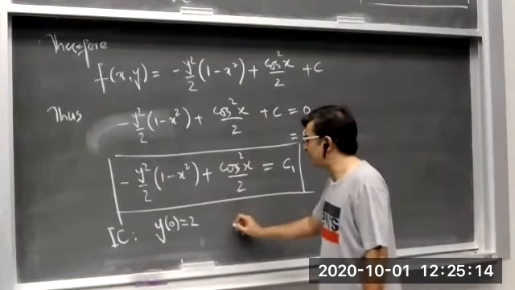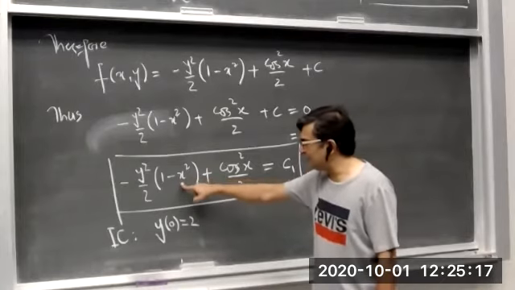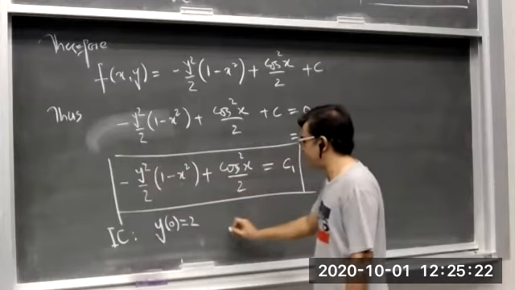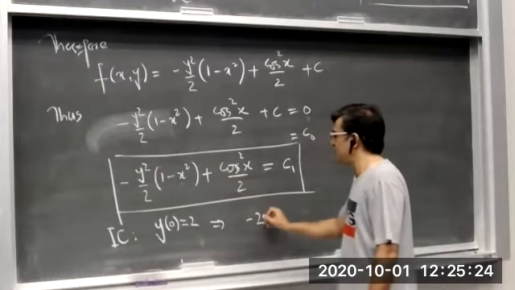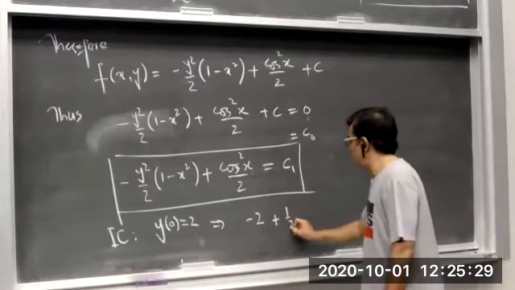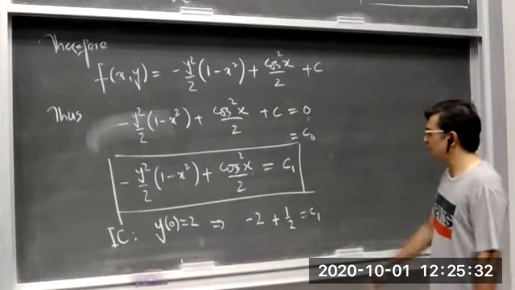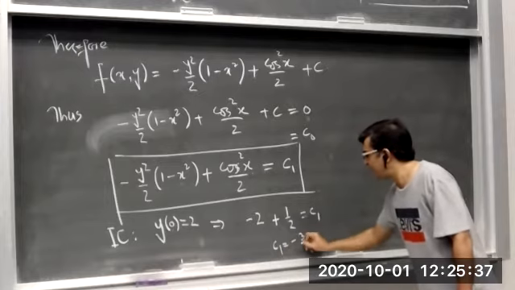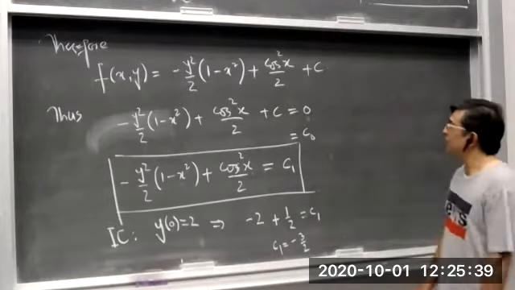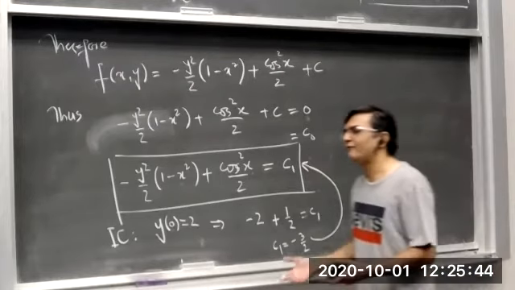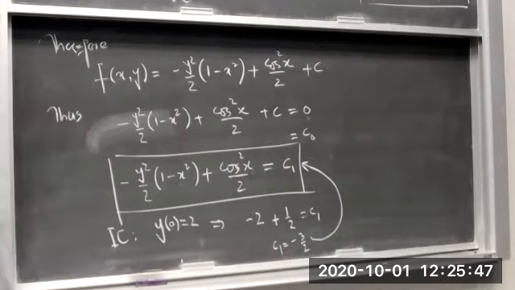तो अगर x 0 पुट करेंगे तो यहाँ पे आपके पास 0 आ जाएगा, और यहाँ पे 2 का स्क्वायर डिवाइड बाय 2 2, so it is minus 2 plus cosine of 0 is 1 by 2 equal to c1. So 2 2s are 4, c1 is minus 3 by 2. So by inserting this value here back into the solution, you have the particular solution of the given differential equation. If you have any question, you can ask me.